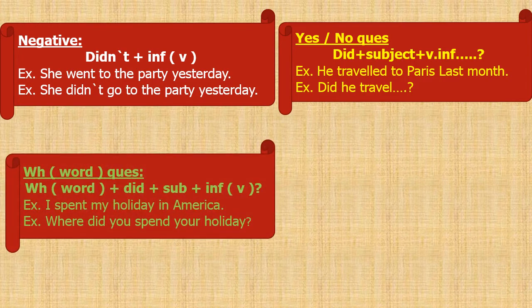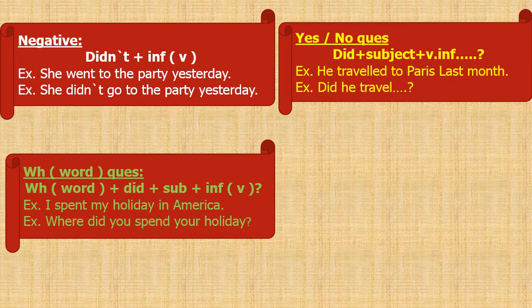WH word question. There are 4 steps here to form the WH word question. Okay? WH word like where, when, why, how, plus the 3 steps that you use to form a yes no question in the past simple. Did, the auxiliary verb, subject, and verb infinitive. 1, 2, 3, 4. WH word, did, subject, verb infinitive.